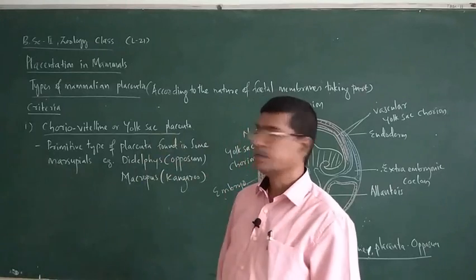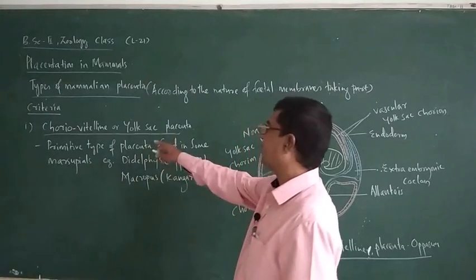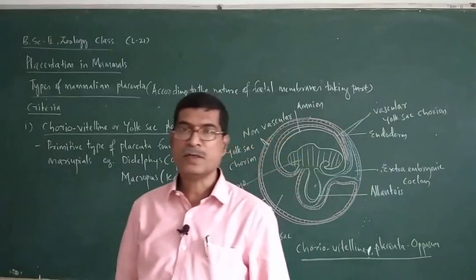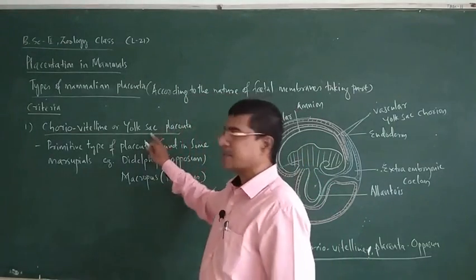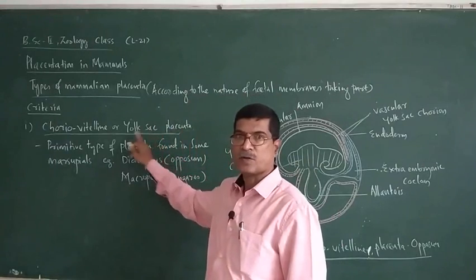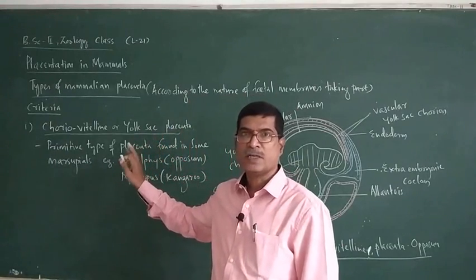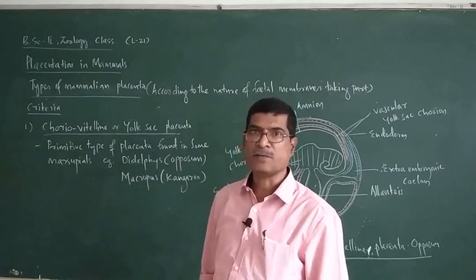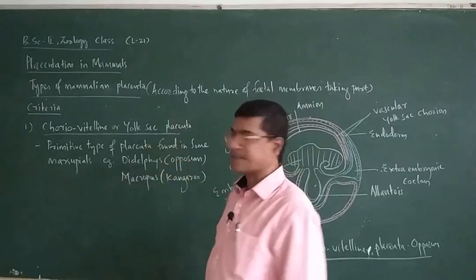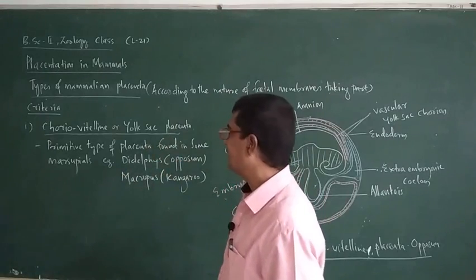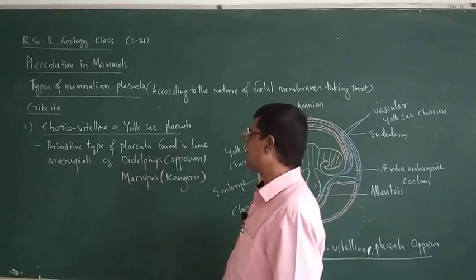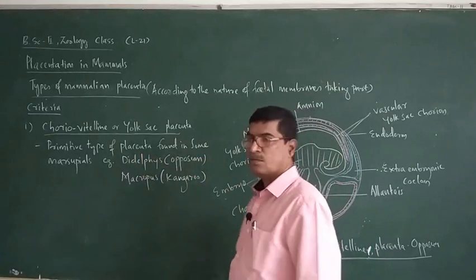Criteria number 1, choriovitelline or yolk sac placenta. This is also called yolk sac placenta because it supplies blood circulation from the yolk sac. Therefore, it is called yolk sac placenta. So this type of placenta is a very primitive type of placenta. It is found in some marsupials.